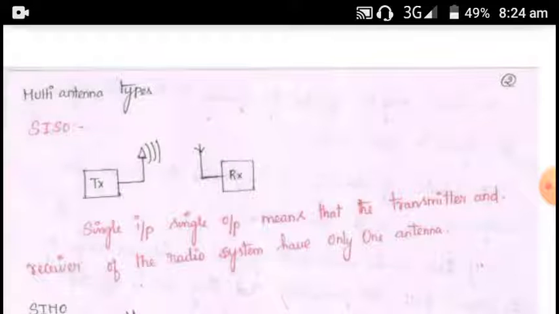So here, single input, single output means the transmitter and the receiver of the radio system have only one antenna. So here in this figure it is shown the single input, single output system.